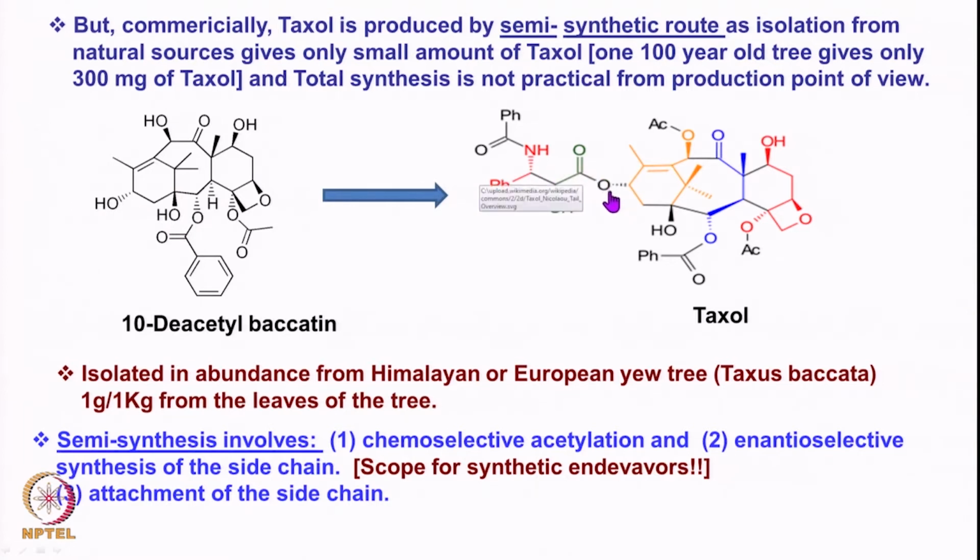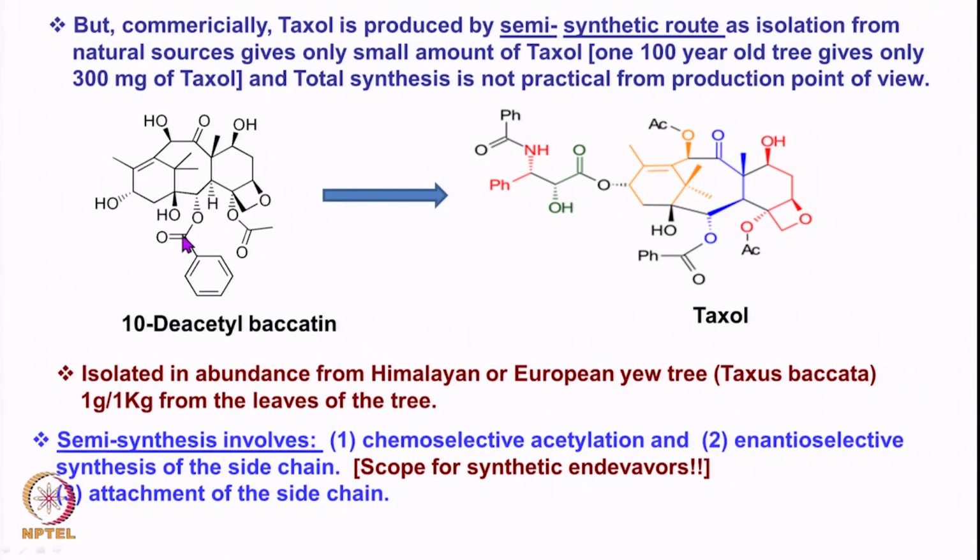So now that hydroxy group has to be converted to this particular side chain, which has 2 asymmetric centers. That means we have to make sure that we attach the side chain to this hydroxy group with appropriate stereochemistry and also absolute configuration. So this attachment has to be done.